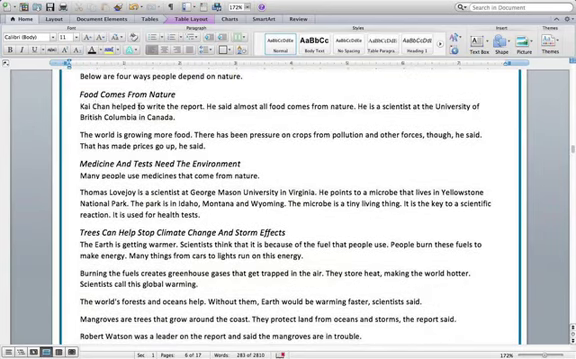Food comes from nature. Kai Chan helped to write the report. He said almost all food comes from nature. He is a scientist at the University of British Columbia in Canada. The world is growing more food. There has been pressure on crops from pollution and other forces, though, he said, that has made prices go up, he said.